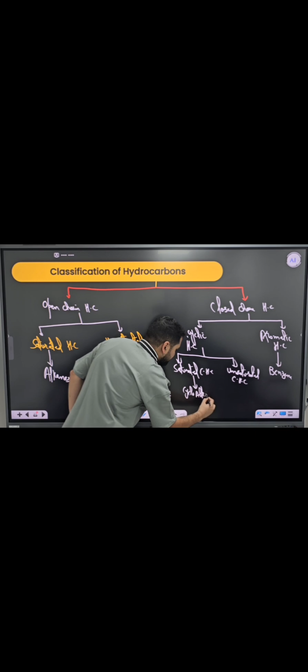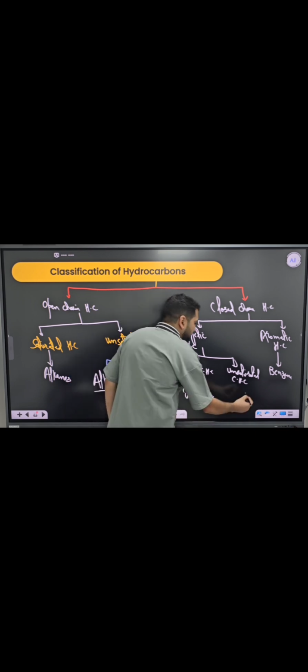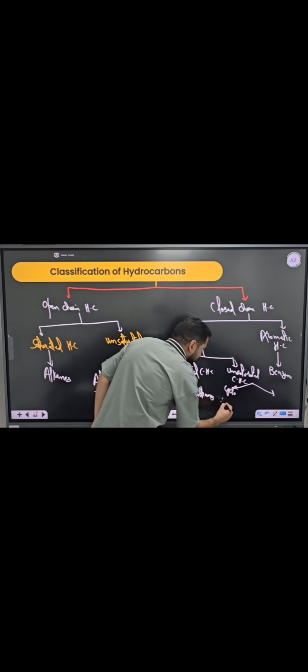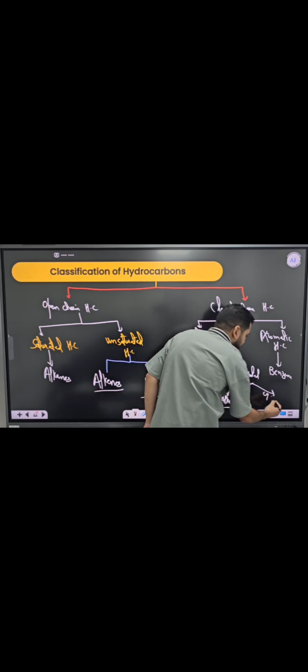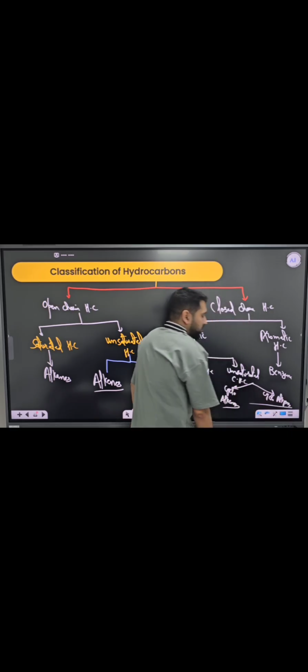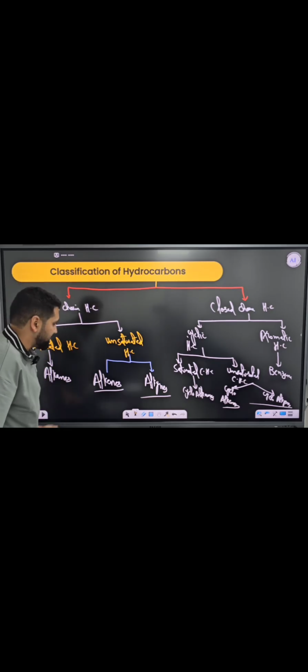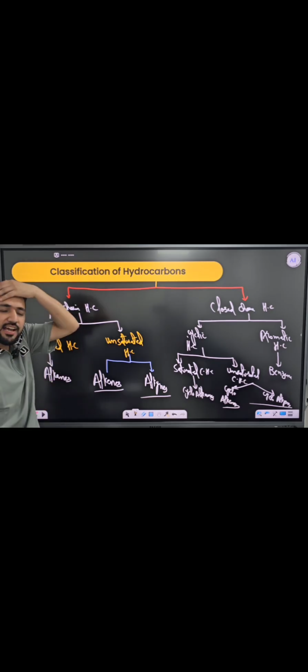And saturated cyclic hydrocarbons are classified into cycloalkanes, and unsaturated cyclic hydrocarbons are classified into cycloalkenes and cycloalkynes. This is the general classification of hydrocarbons. I hope this idea is clear, right guys? I hope this idea is clear.